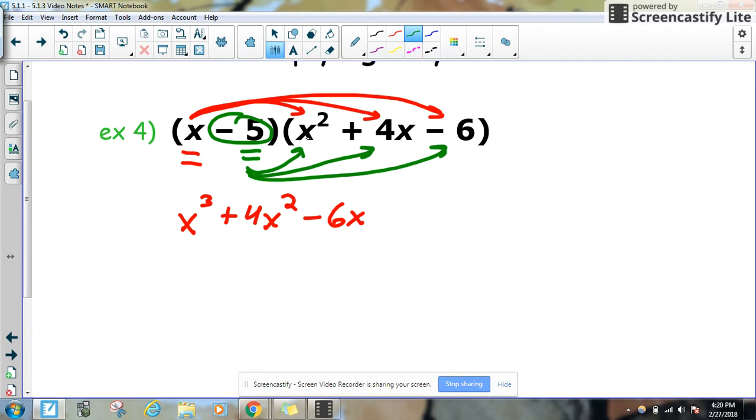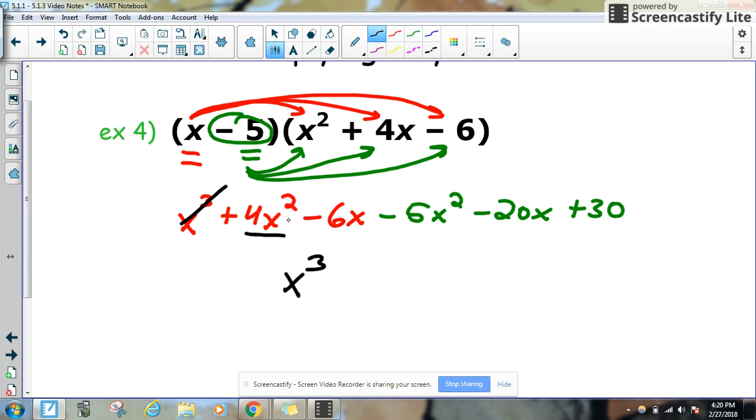So negative 5 times x squared is negative 5x squared. Negative 5 times 4x makes negative 20x. And negative 5 times negative 6 makes positive 30, because a negative times a negative is a positive. So we check my like terms. Do we have any other x cubes? No. So it's just x cubed. Do we have any other x squares? Yes, we have 4x squared and a negative 5x squared. That will make negative 1x squared. 4 minus 5 is negative 1.